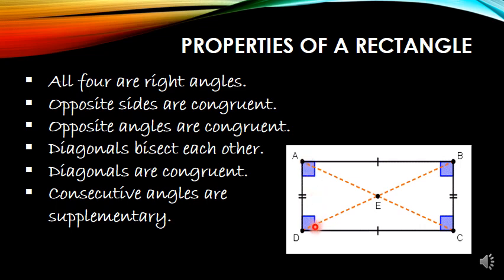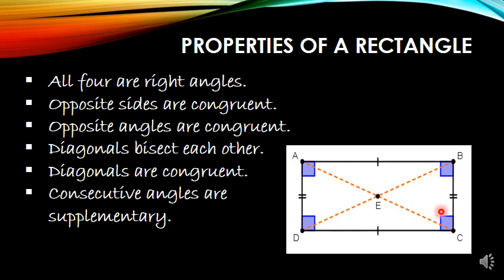Similarly, angle A and angle D are adjacent to each other. So angle A plus angle D will be equal to 180 degrees. Angle A plus angle B is also equal to 180 degrees. Angle B plus angle C is also equal to 180 degrees. So you should know that opposite sides are parallel and equal in case of a rectangle. All the four interior angles measure 90 degrees each.